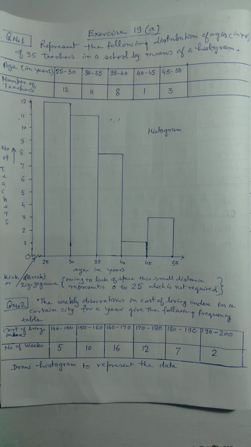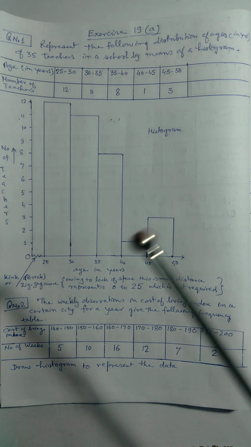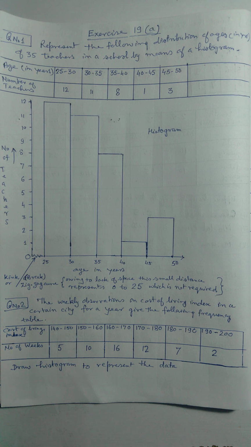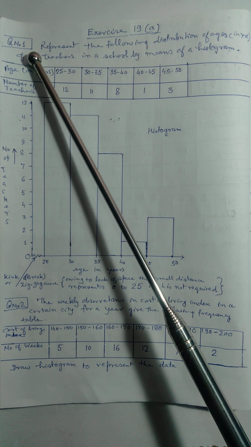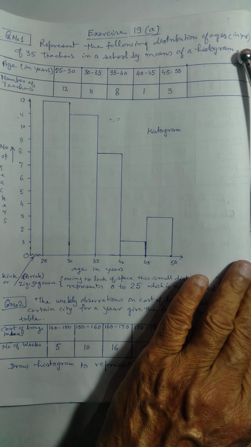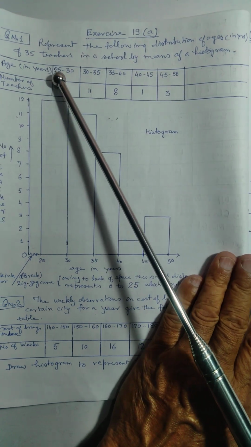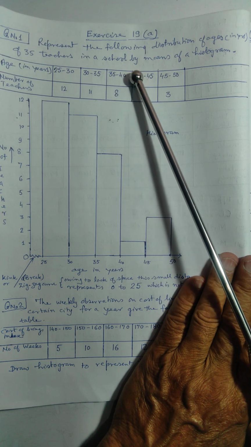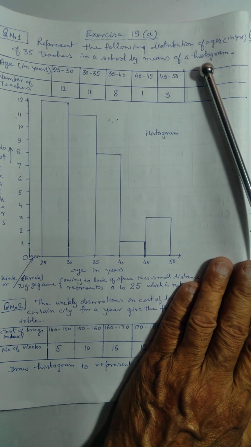ICSE Mathematics Class 10th, Chapter 19. Exercise 19A, Question number 1. Represent the following distribution of ages in years of 35 teachers in a school by means of histogram.